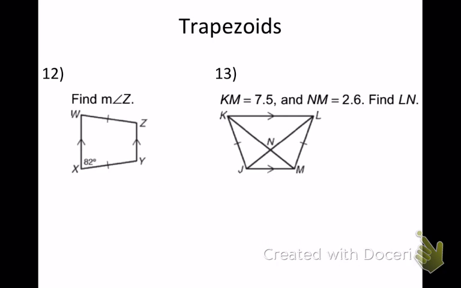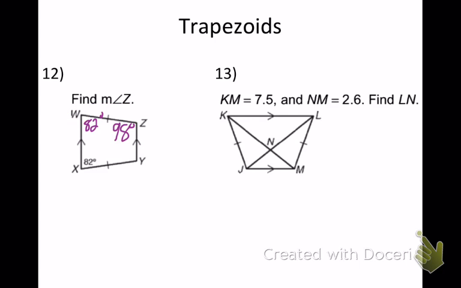Next part, take a couple seconds, try these two on your own. Some trapezoids. All right, Becca, I think you got them both there. Angle Z, what do you say? It is 98 degrees. Why, Becca? Wouldn't angle W be 82 degrees as well if angle X is 82 degrees? Because it's an isosceles trapezoid, which means those two have to be supplementary.